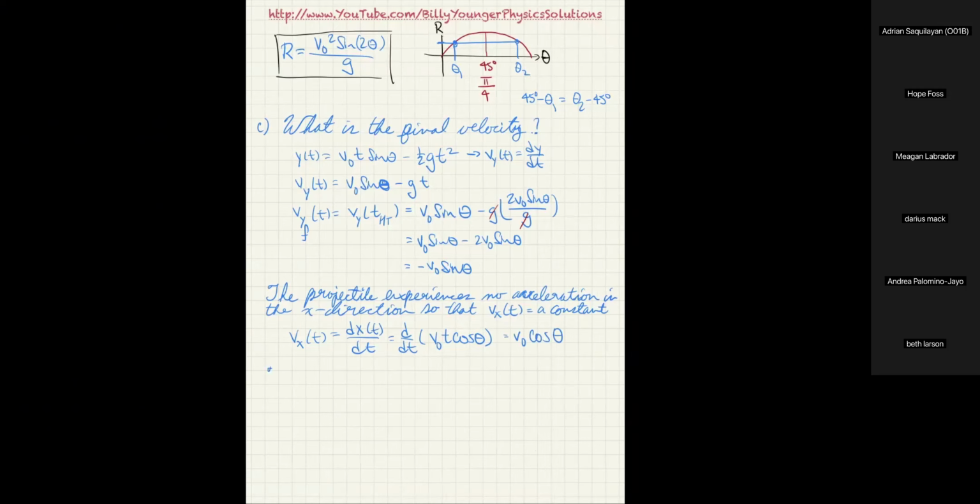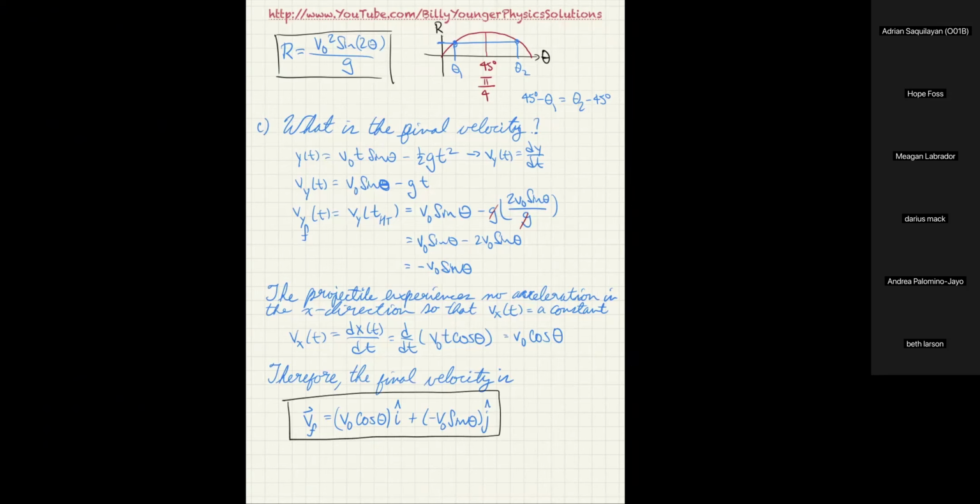So we can say, whoa, I just erased everything I was writing for no apparent reason. Therefore, the final velocity, let's say v final, is equal to, now the x component is going to be v0 cosine theta, and I'm going to put that in the i hat direction, plus negative v0 sine theta j hat. That is the final velocity for this.